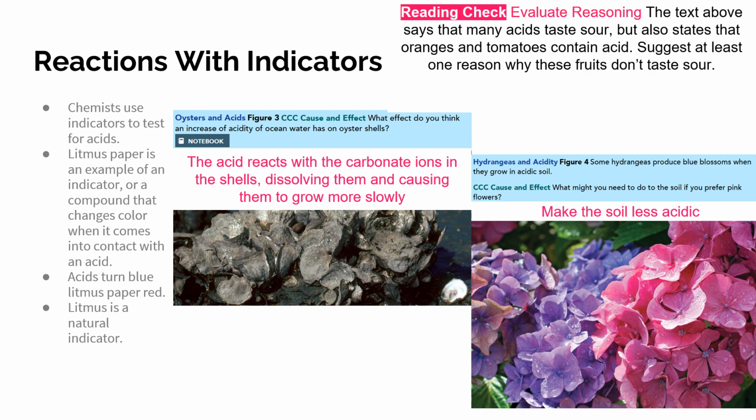Reading check. The text above says that many acids taste sour, but also states that oranges and tomatoes contain acid. Suggest at least one reason why these fruits don't taste sour. Oranges contain enough natural sugar to overcome the sour taste of citric acid.